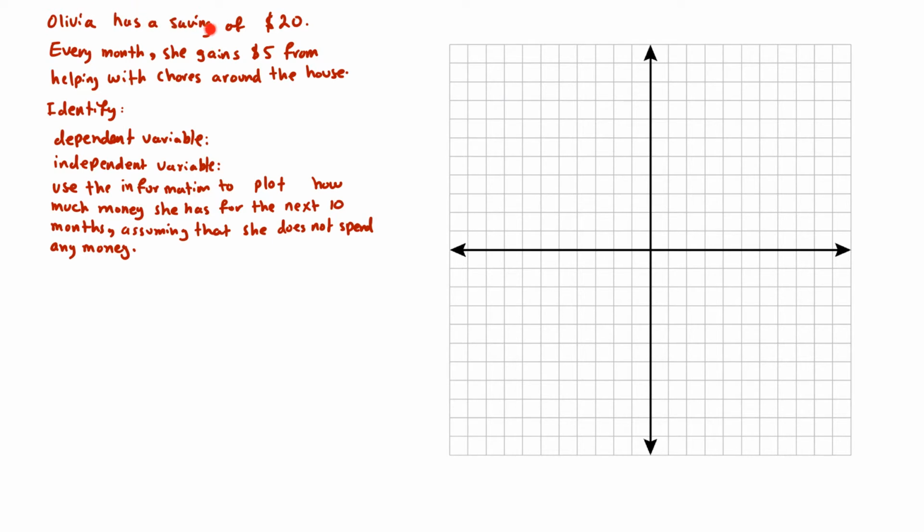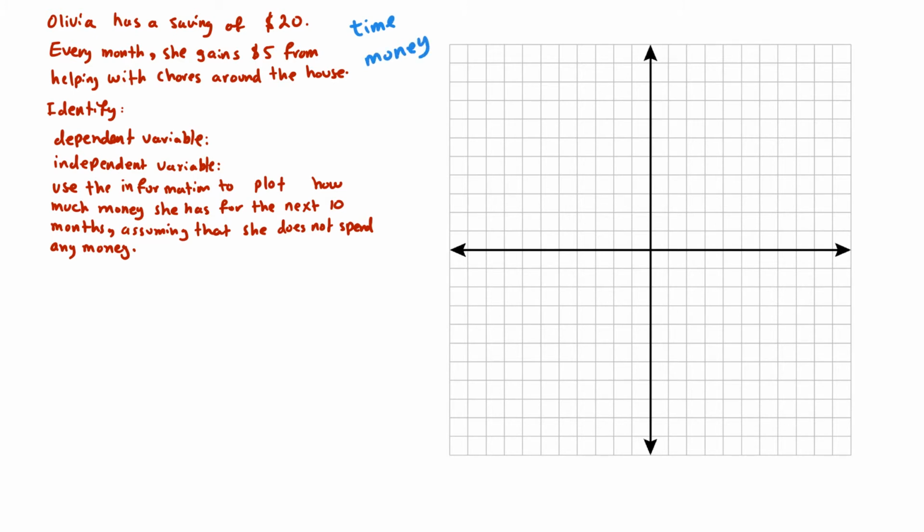So Olivia has savings of $20. So we're talking about money. So one of the variables that we're talking about, one of the things that is actually changing, is money. And we're talking about every month. So the other thing that's changing is the number of months. So in this case, time. So our two variables that we're dealing with in this question are time and money. So again, we're dealing with time and money.